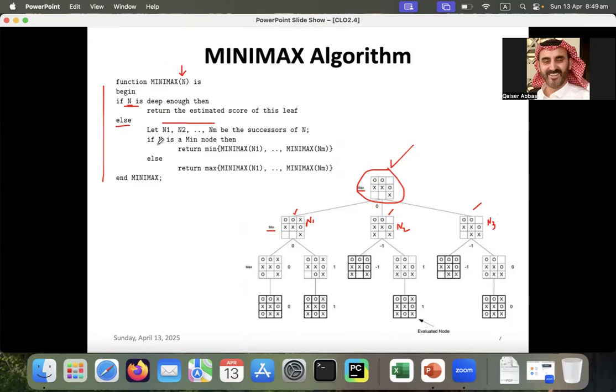And here I'm now checking this condition. If n is a min node, what is n? Initially, this is my n. So is this n a min node? No, it is not. It is a max node. So then I will come into this else portion, and here I will execute this statement, return max. Where will I write this max? I will write this max here.